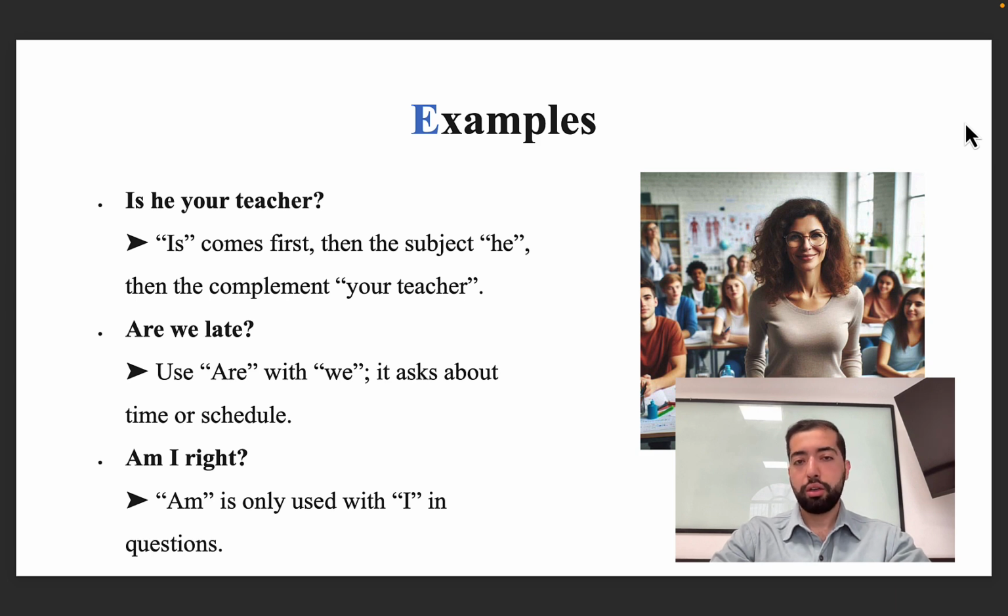Second one, are we late? We use are with we, and it asks about time or schedule. As you can see again, are is our to be, we our subject pronoun, and late in here asking about time, which is a complement to complete this question for us. Am I right? Am is only used with I in questions, as you can see it. First, to be, am, then subject pronoun I, which they are always used together, and then right.